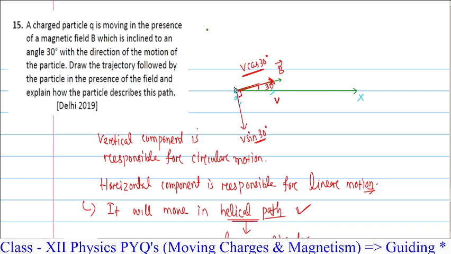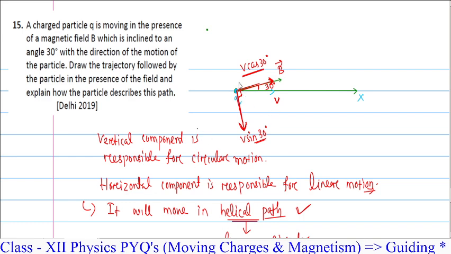But due to the vertical component, there will be a force acting upon this charged particle, due to which it will try to make a circular motion. So it will try to make circular motion due to this component, as we can see over here, and it will move in a helical path. Let us try to draw the figure first.